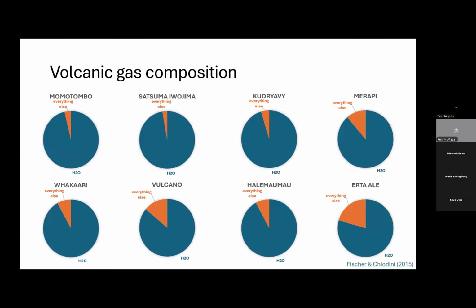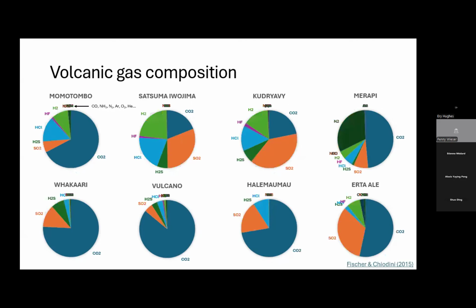So this is a variety of volcanic gas compositions from around the world. And in these pie charts, first of all, I'm just showing how much of the gas is water and how much is everything else. And so essentially most of the volcanic gas is water. And that's just because water is a really major volatile species in melt.